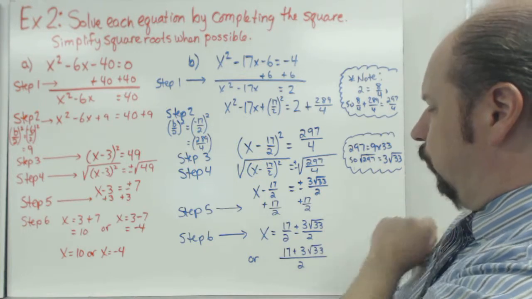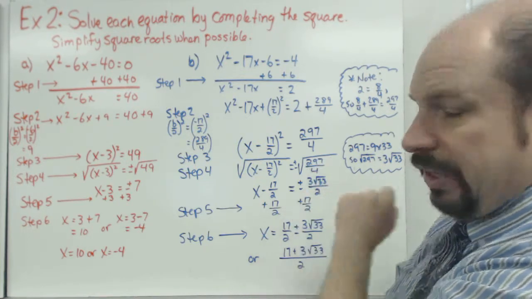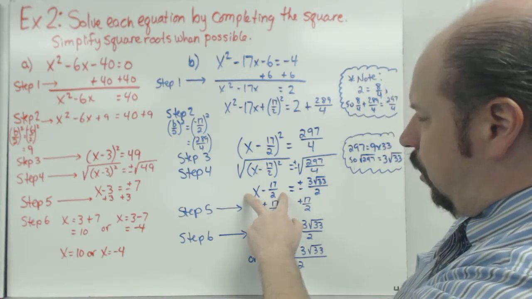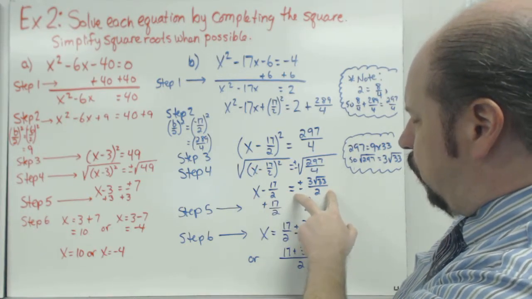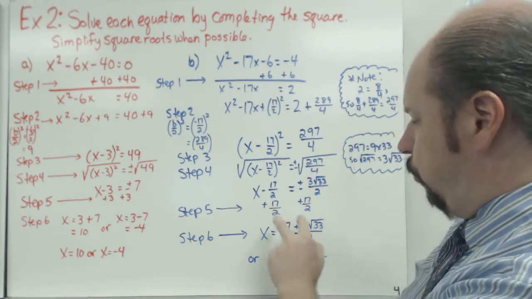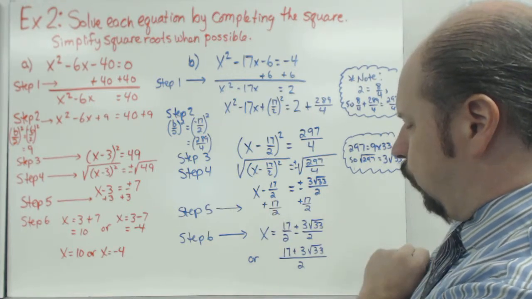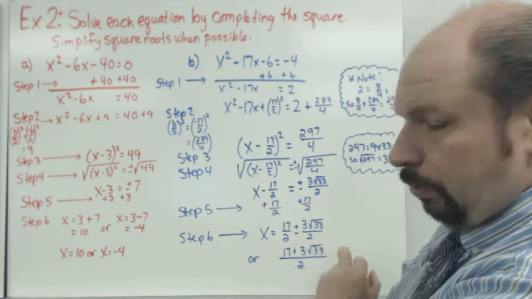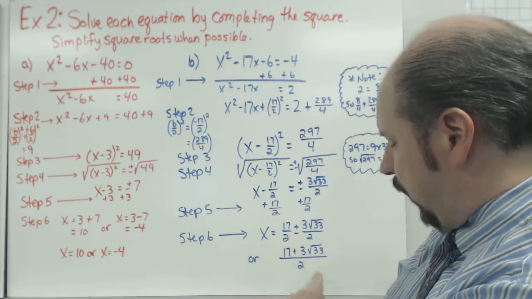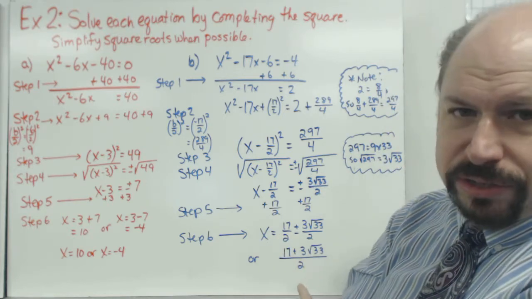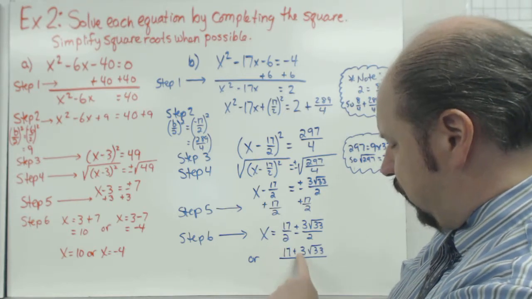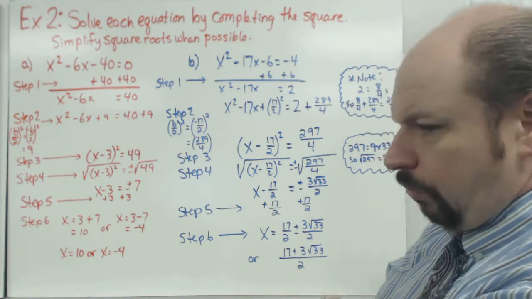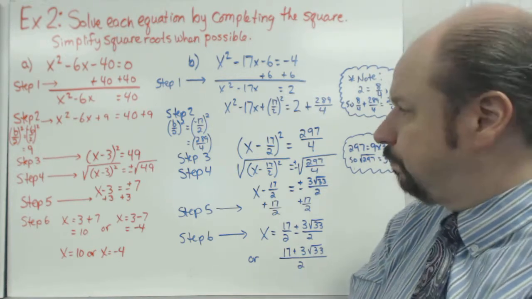So we get 3 square root 33 over 2, because the square root of 4 is 2. Okay, so we have x minus 17 halves equals plus or minus 3 root 33 over 2. Add 17 halves to both sides, and we get 17 halves plus or minus 3 root 33 over 2, which we can rewrite as one fraction instead of two separate fractions. 17 plus or minus 3 root 33 over 2. That should be a plus or minus there.